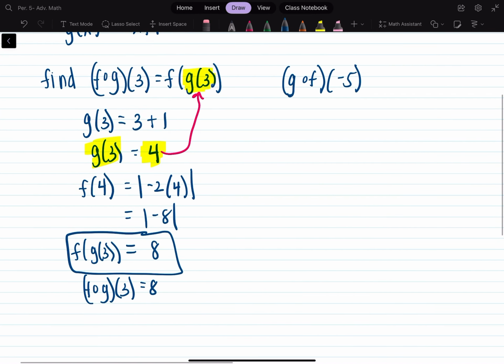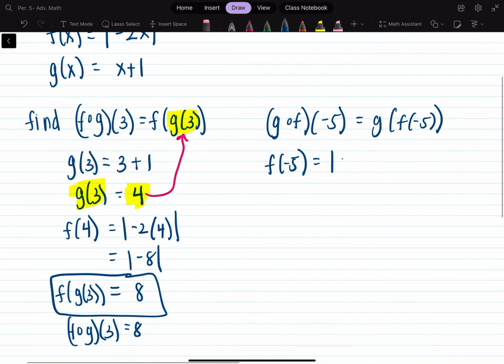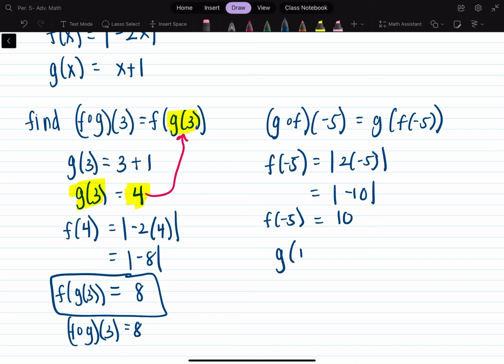All right, let's do the next one. g of f of negative 5. So remember, by definition, this is g of f of negative 5. So we have to first find what f of negative 5 is. f of negative 5 would be the absolute value of negative 2 times negative 5, which is the absolute value of negative 10, which is equal to 10. So f of negative 5 is 10. So now with that, I'm going to take that 10 and substitute it into g. This would be equal to 10 plus 1. So g of f of negative 5 is equal to 11.